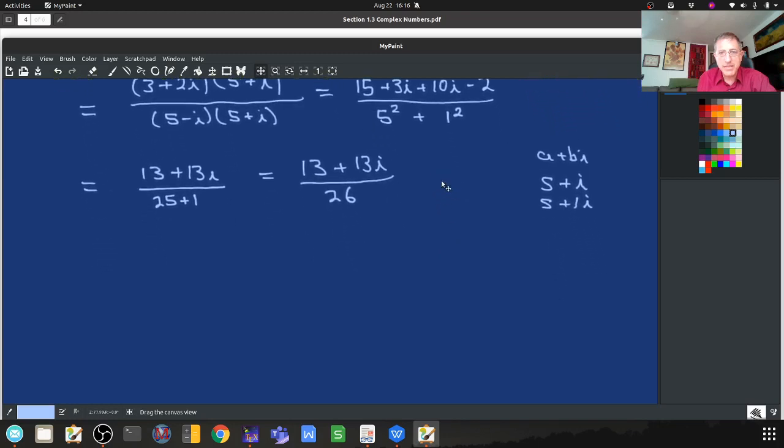And I don't know if that's where your math lab is going to allow you to stop, but we did say we wanted it in the form of a plus bi. So I'm going to use that trick. A plus bi divided by c is equal to a divided by c plus bi divided by c. So this is equal to 13 divided by 26 plus 13i divided by 26.